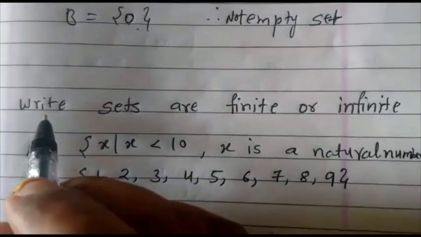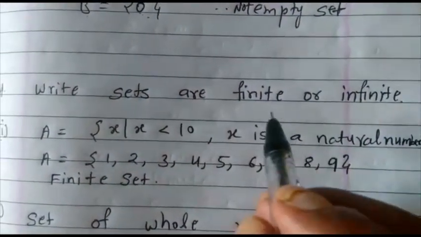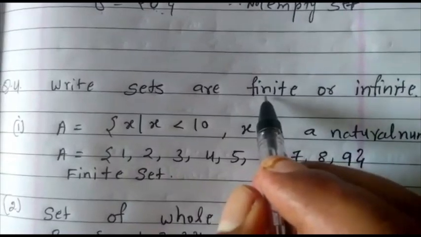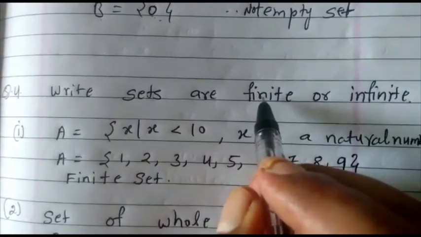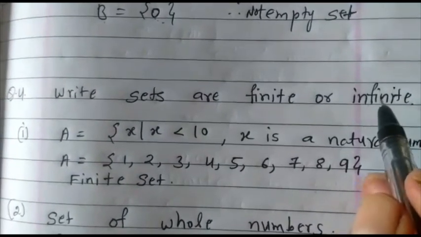Question number 4 is what? Write whether the sets are finite or infinite sets. Finite set means one which we are able to count. Infinite set means one which we are not able to count.